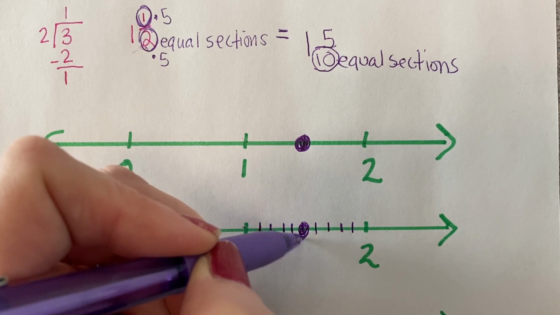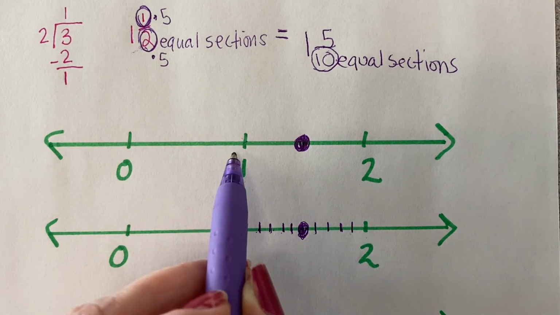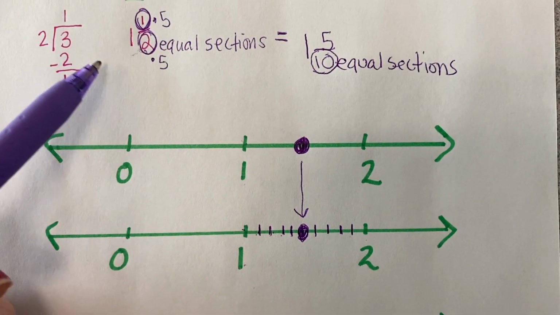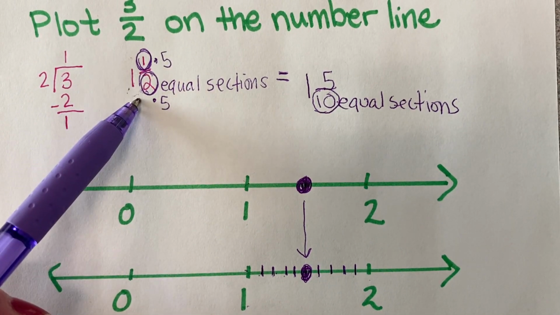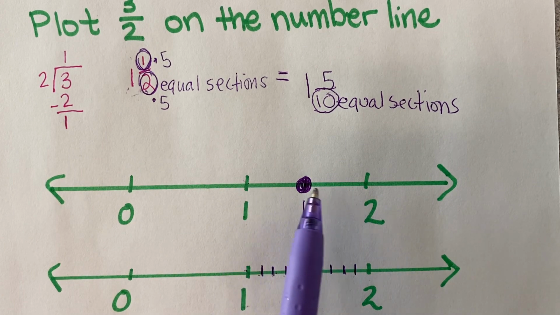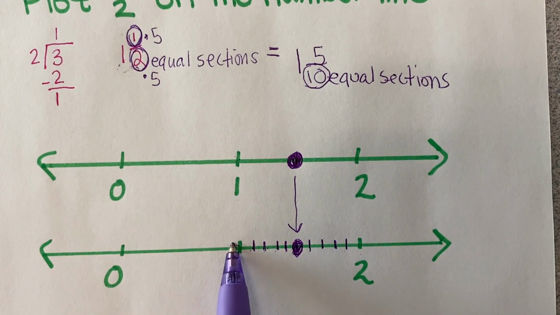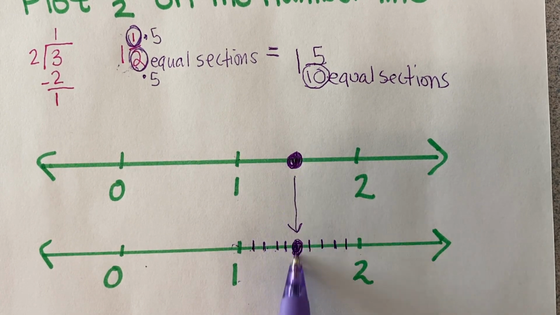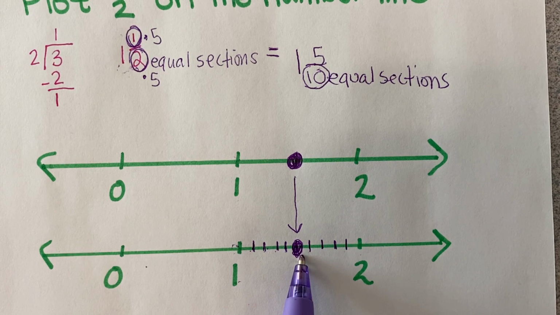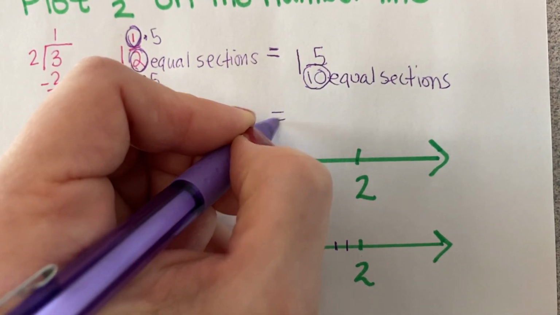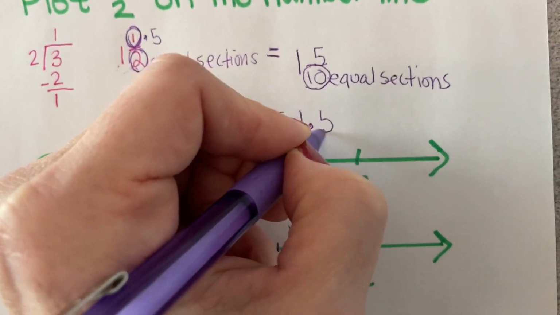Look at how 1 to 2, no matter if you leave it as 1 and 1/2, split it into 2 equal sections and go 1 to the right, or 1 and 5/10, split it into 10 equal sections and go 5 to the right, you're going to land at the same location. Now, 1 and 5/10 as a decimal, of course, is 1.5.